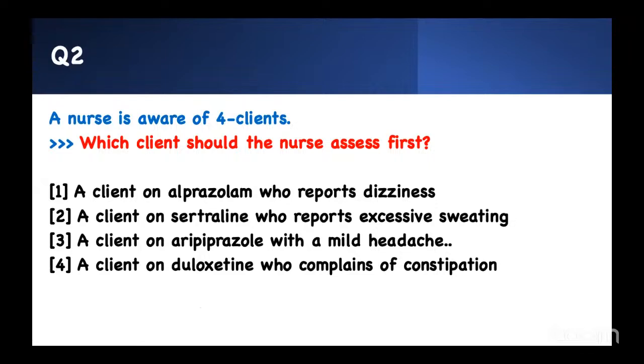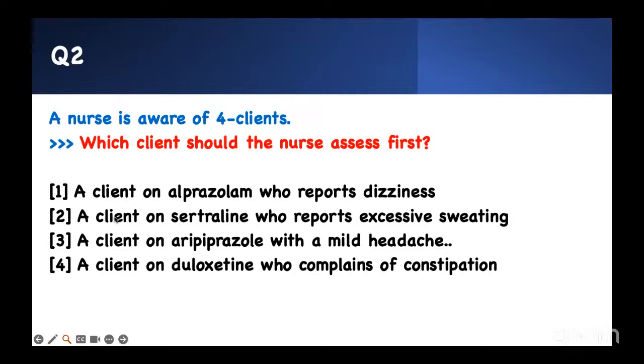The second one, which client should the nurse assess first? Same thing. The nurse is aware of 4 clients. Who is sick? Who don't you have time with? They all have a problem, but you have 1 second to look at it. Is it a breathing issue, electrolyte, shock, sepsis, airway, or pain? That's what I call B sharp. If you don't see it, look at whether it's an expected finding. And if they are all expected findings, which expected finding is concerning?